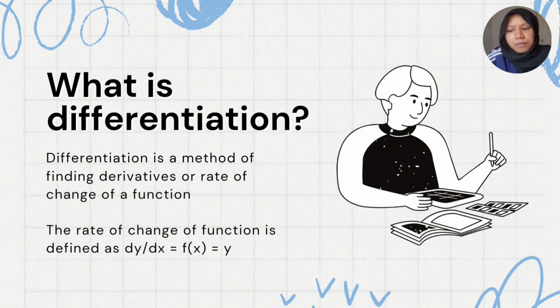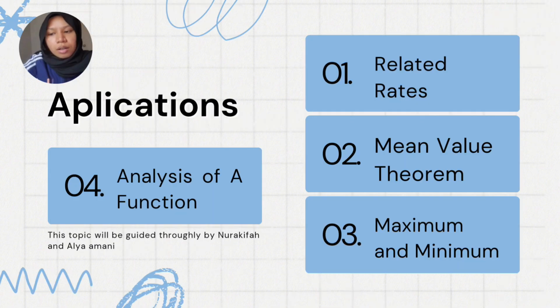Differentiation is a method of finding derivatives or rate of change of a function. The rate of change of a function is defined as dy/dx equals f'(x), where y equals f(x). There are a lot of applications, for example, first, related rates, second, mean value theorem, and third, maximum and minimum. This topic will be guided by Akifa and Ayaman.